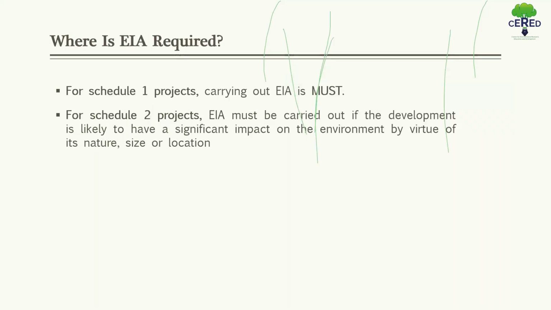Next, after knowing the steps of EIA, we must understand where EIA is required, and for this, EIA is required for Schedule 1 projects and Schedule 2 projects. So what are Schedule 1 and Schedule 2 projects? We will see in the next slide. But for a Schedule 1 project, carrying out an EIA is a must, and for a Schedule 2 project, an EIA must be carried out if the development is likely to have significant impact.